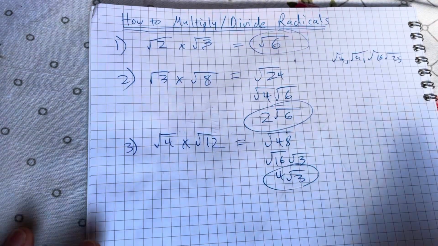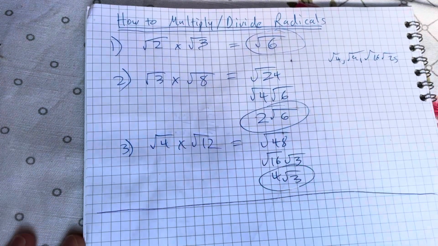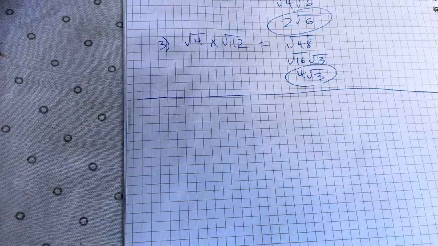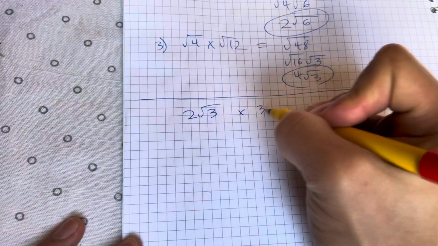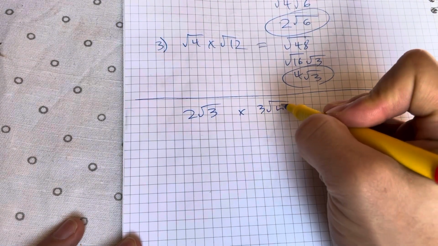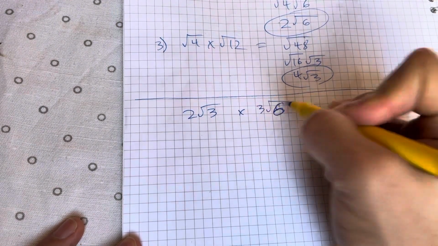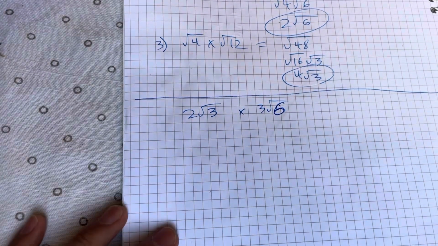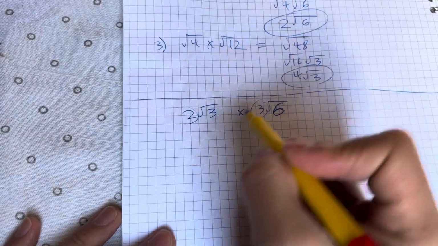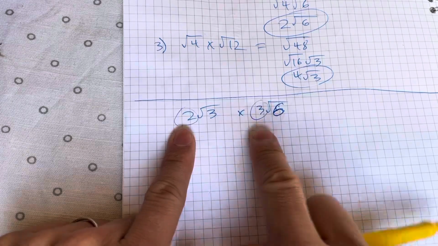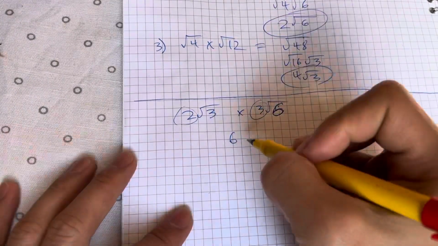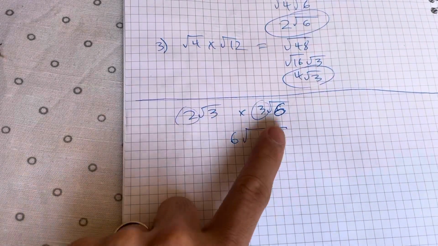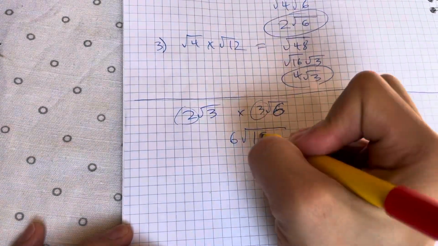But what happens when you have coefficients, okay? So when you have coefficients and you're multiplying radicals, let's just say you have 2 root 3 times 3 root 6, okay? What happens here? Well, it's very simple. It's the coefficient times the coefficient, so outside times outside. 2 times 3 is going to give you 6. And then put the square root symbol, and then inside times inside. 3 times 6 is going to give you 18, okay?